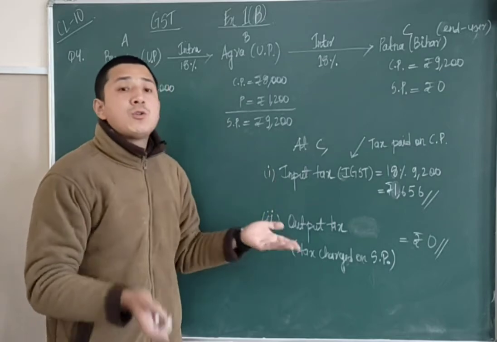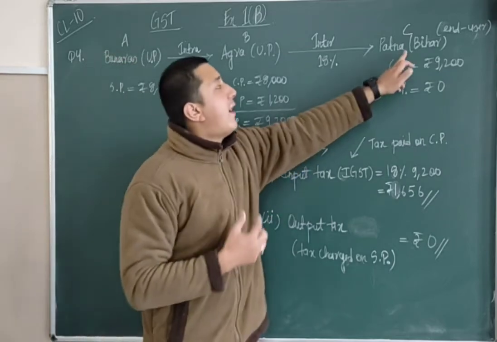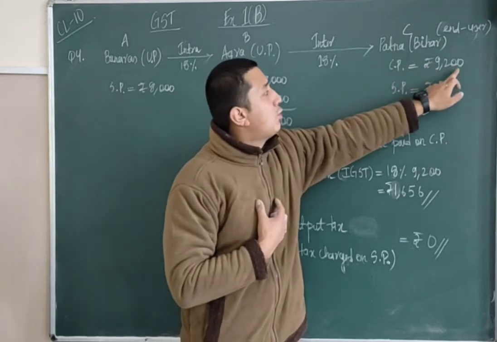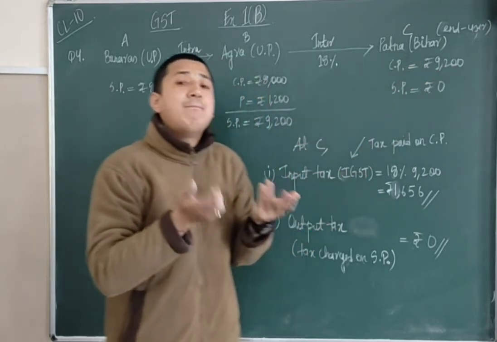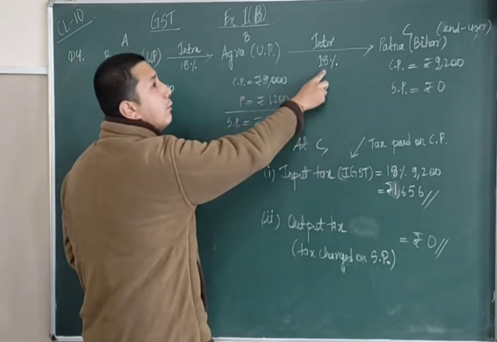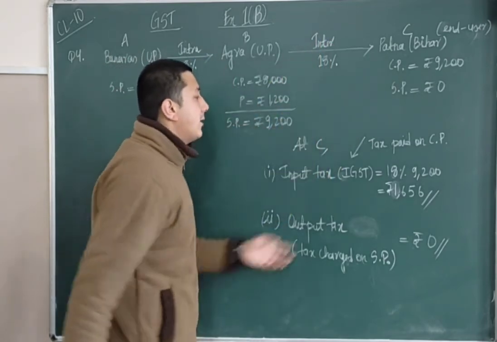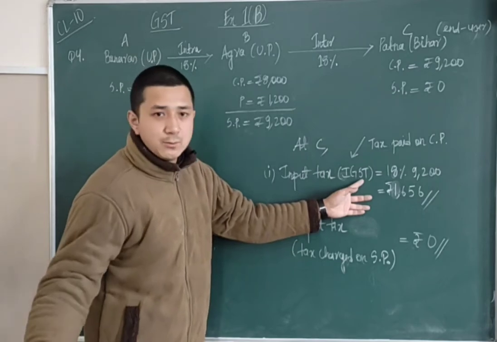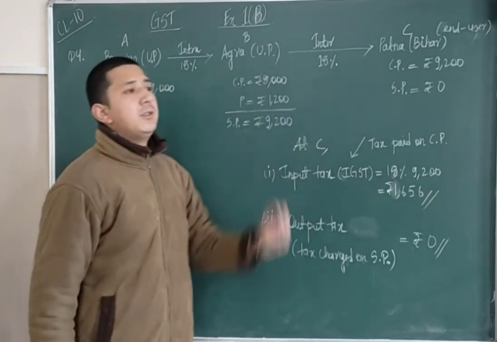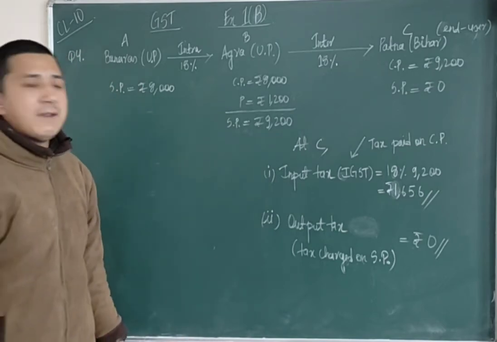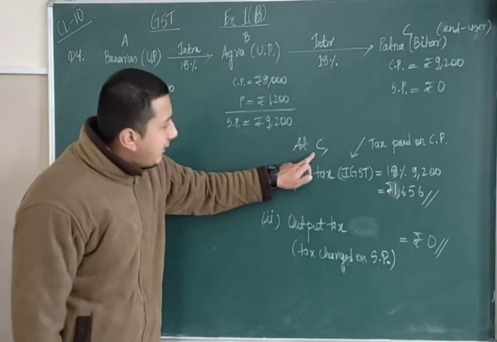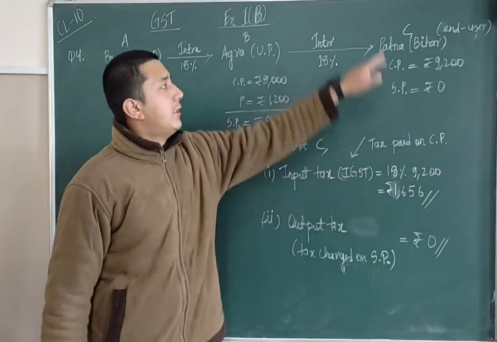Now, tax paid on the cost price. If I am the person who is buying the product at rupees 9,200, how much tax am I paying? Input I have to give, at which percent? 18%. What is the case? Inter, so hence IGST, because one state to another. 18% of 9,200, you calculate, you'll get 1,656 as the input tax. See at C, this. Am I clear? End user.